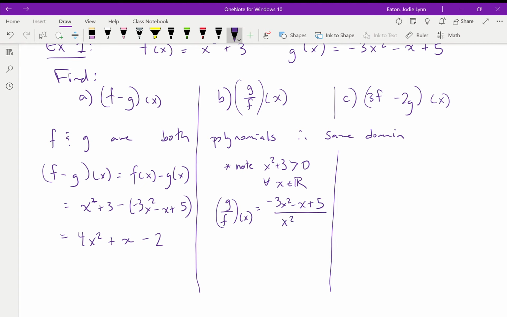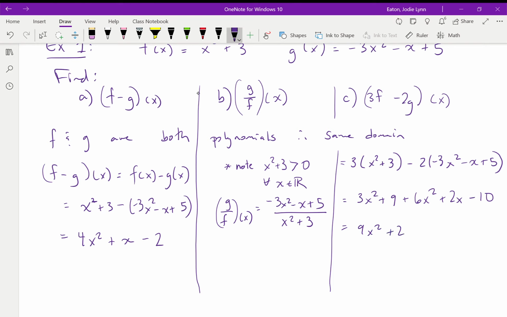Over x squared plus 3. And now over here we have our linear combination. So we are going to do 3 times x squared plus 3 minus 2 times negative 3x squared minus x plus 5. When we simplify this, we get 3x squared plus 9 plus 6x squared plus 2x minus 10, which simplifying we get 9x squared plus 2x minus 1.